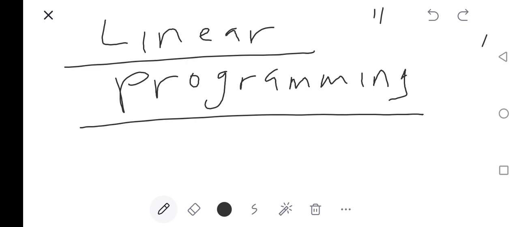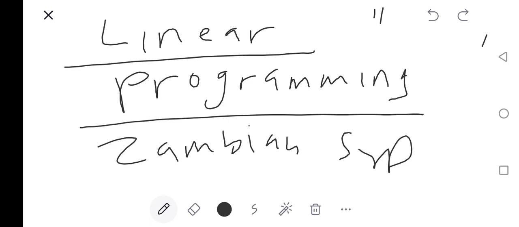Now, this topic called linear programming is very, very easy. In the Zambian setup, the Zambian syllabus team. First thing first, I want you people to say the word linear means straight. Linear means something straight, a straight line. In this case, we can put it in form of straight.